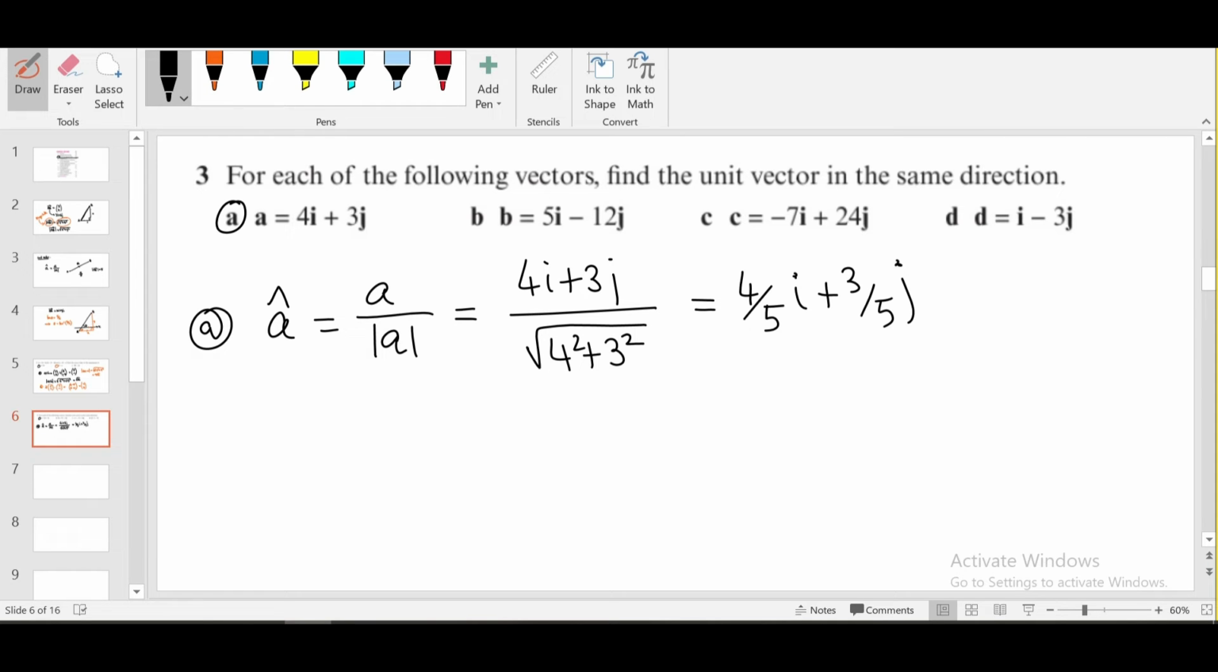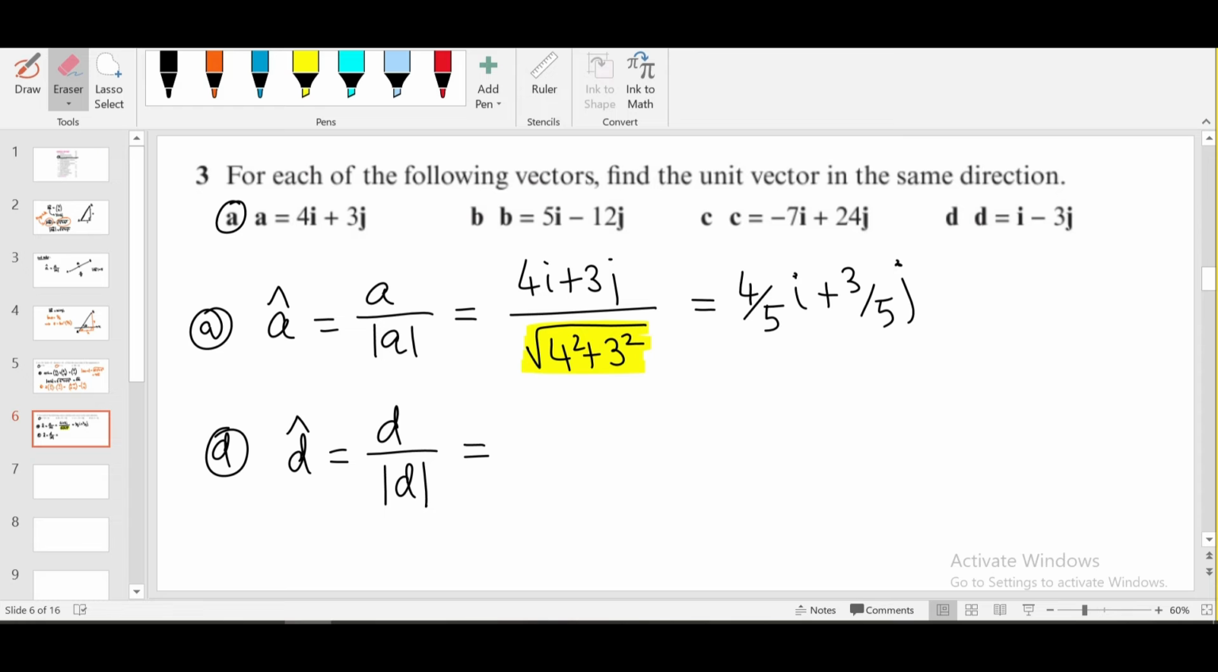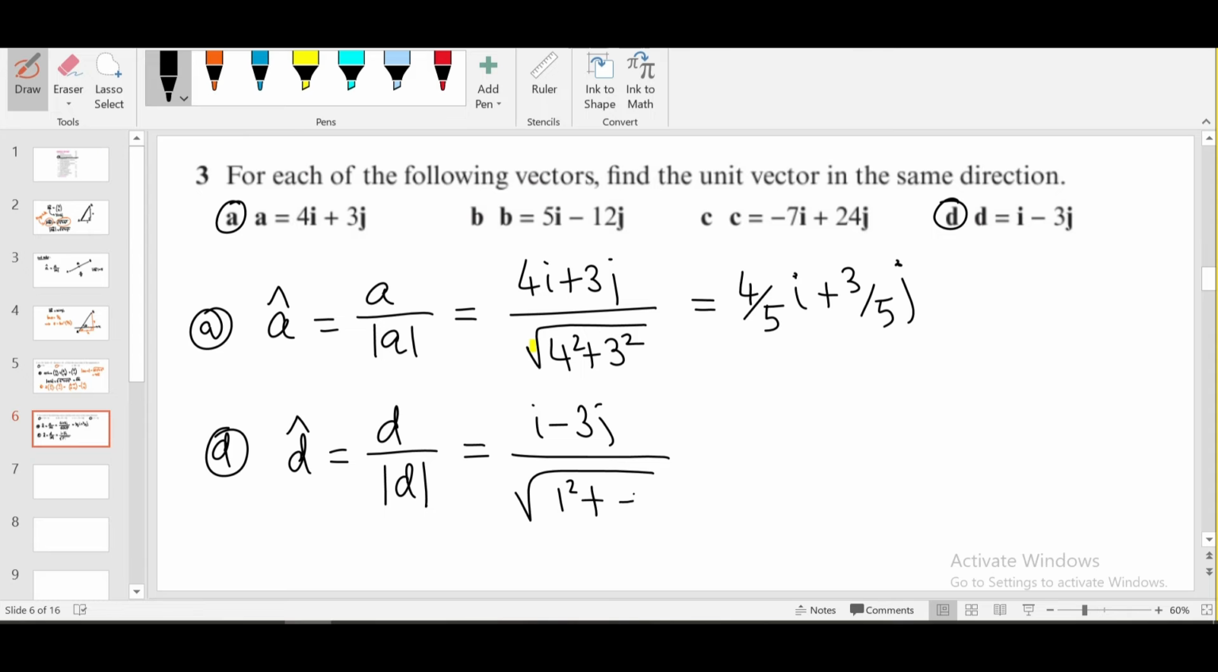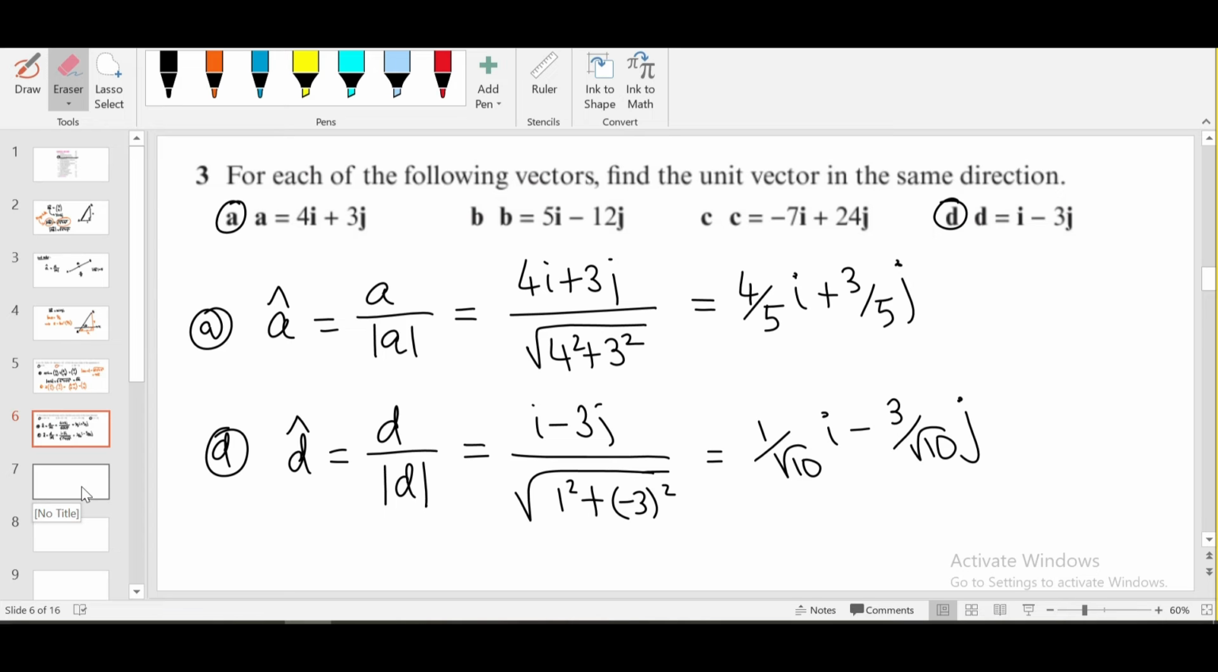Wait, so where did the 5 come from? What's the value of this? That's 5, right? Yeah, 5. So you simplify that and then you divide each component by it. Okay. So i minus 3j, I'm doing D now, divided by square root of 1 squared plus negative 3 squared. You will get square root of 10 at the bottom. So 1 over square root of 10 i minus 3 over square root of 10 j. Copy that, please. You copied this?